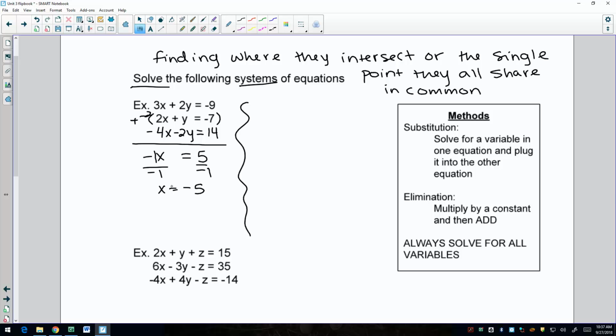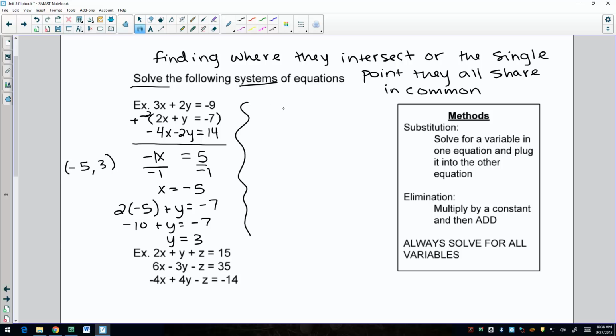Now you're not done because you have to solve for all variables. We only solved for x. We have to find y. So all you have to do is pick one of your equations and plug in what you got for x and solve for y. So that's -10 plus y equals -7. When I add 10 to the other side, you get y equals 3. So your solution is the point -5, 3.